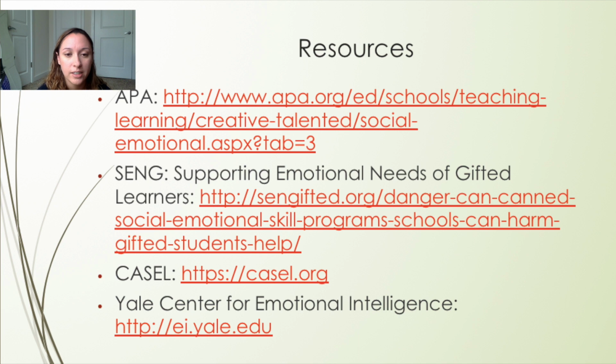And finally, here's just a list of different resources, some of which we talked about today. The APA website. SING is an organization for supporting the emotional needs of gifted learners that has a lot of great suggestions. They also have a big social media presence and are often tweeting out different tips or advice. So they're a great resource. CASEL has a list of all of those different social emotional learning curriculums you might be interested in researching. And then finally, Yale University actually has their own center dedicated completely to emotional intelligence, where they complete research and perform different activities based on emotional intelligence every day, and they have a lot of great resources for teachers that you may find are helpful.